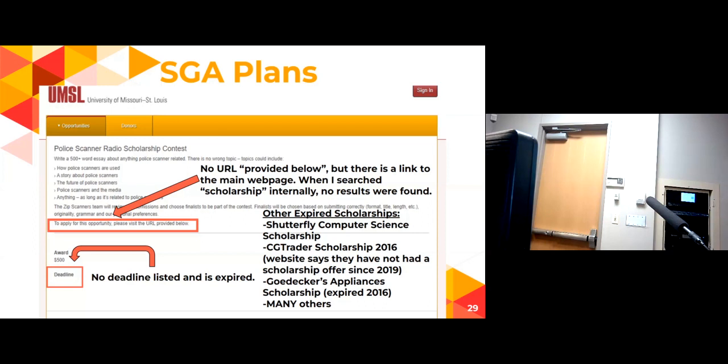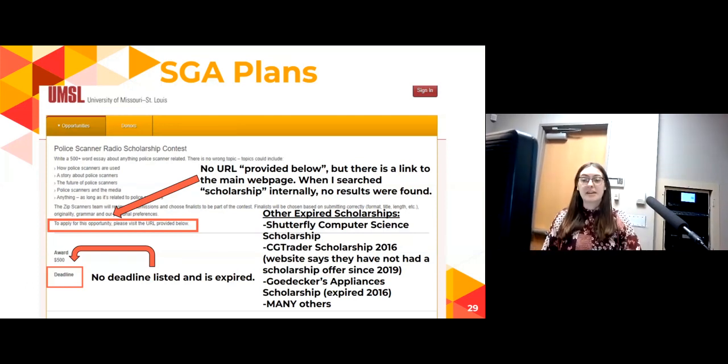Hello, everyone. I would like to bring attention to the dead URLs and expired scholarships on the scholarship catalog of the UMSL website. As we can see, this is a police scanner scholarship contest. Right here it says, to apply for this opportunity, please visit the URL provided below. There is no URL provided below.